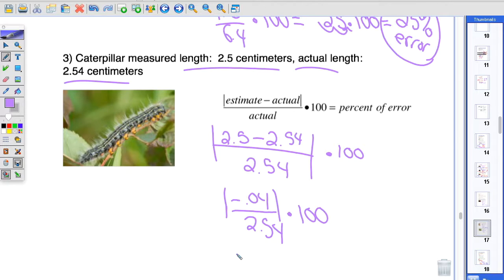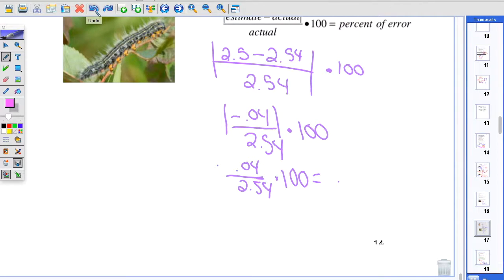Take the absolute value, so it's 0.04 over 2.54, multiply that by 100. Divide 0.04 by 2.54. And we get 0.0157. We're going to multiply that by 100. We only need to write down 4 places. When we multiply by 100, it moves your decimal 2 places to the right. So it's 1.57, but the directions do say round to the nearest tenth. So it would be 1.6% error.